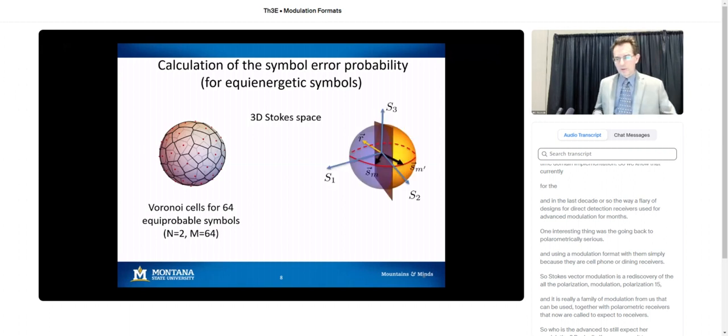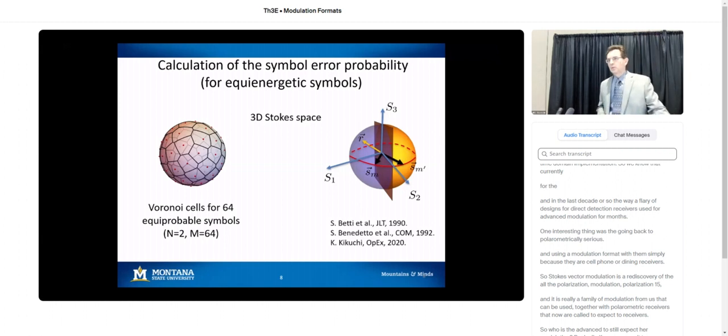So one way to avoid the exact calculation is to use a bounding technique. And we use the union bound, where you consider pairs of points. Let's assume here you are sending this symbol, which is denoted by S sub m in Stokes space. And you consider the probability of getting a different symbol S sub m prime. So the idea is that the amplifier noise can make our correct symbol go to the wrong hemisphere.